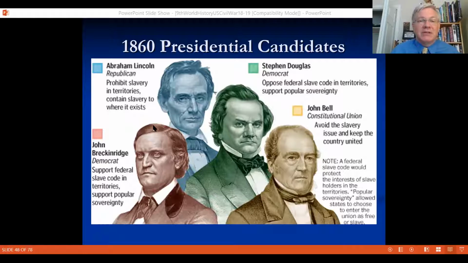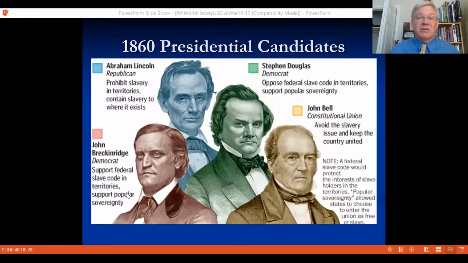And so that's why you see right here, John Breckinridge, who is from Kentucky. He gets the support of Southern Democrats who support the Dred Scott decision, and says he supports popular sovereignty, but the reality is the Democrats are split. Oh my gosh, this is a mess.